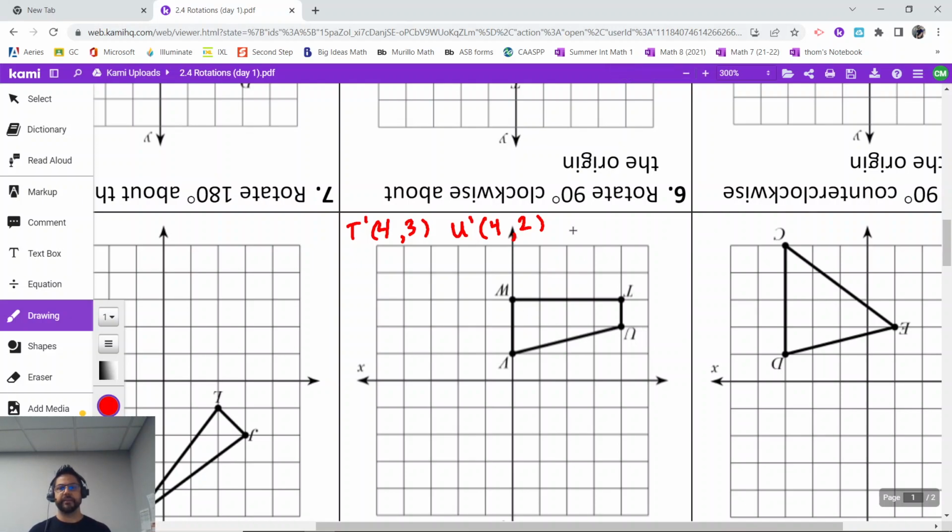All right, let's see, maybe V prime. V prime, again, be very careful with your movement. That is no left or right. So that's a 0, and then up 1. And then finally, a W prime. Similar movement, no left or right, which is 0, but this time it's up 1, 2, 3. So it'd be 0, 3.